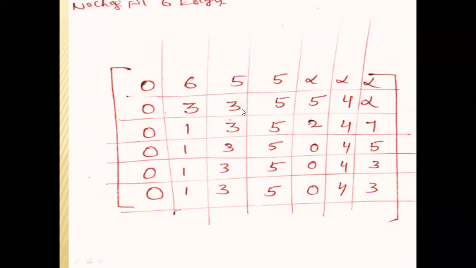Next one, 5, 3, 3, 3, 3, 3, where 5 represents 1 to 3. The shortest path from 1 to 3 by using a single edge is 5. By using 2 edges it is 3. By using 3 edges it is 3, 3, 3, 3. From 1 to 3, there is no change by using 3 edges, 4 edges, 5 edges or 6 edges.